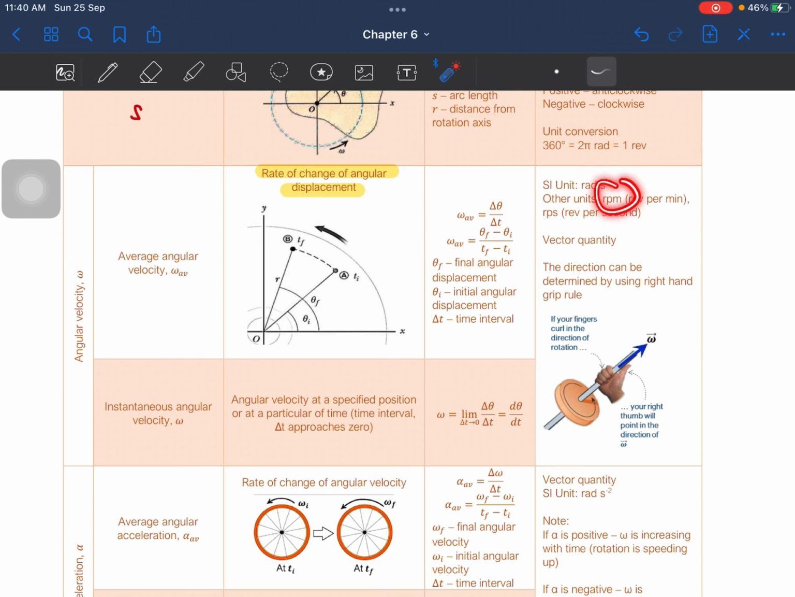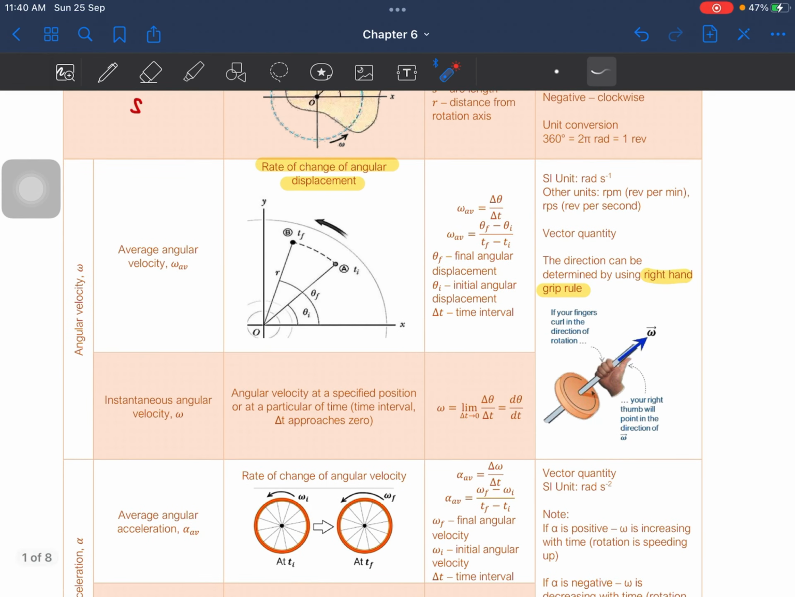It can also be RPM or RPS. Remember, this is a vector quantity, so it has direction. The direction can be determined by using the right hand grip rule. Okay, so our fingers curl in the direction of rotation, and then the thumb is pointing in the direction of angular velocity. Next, the instantaneous angular velocity is the angular velocity at a specified position or at a particular time. So the formula is this one.